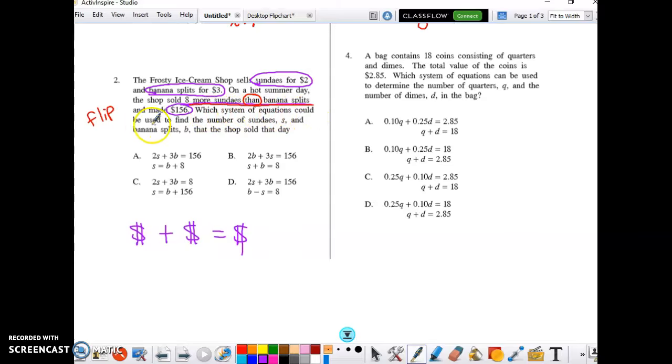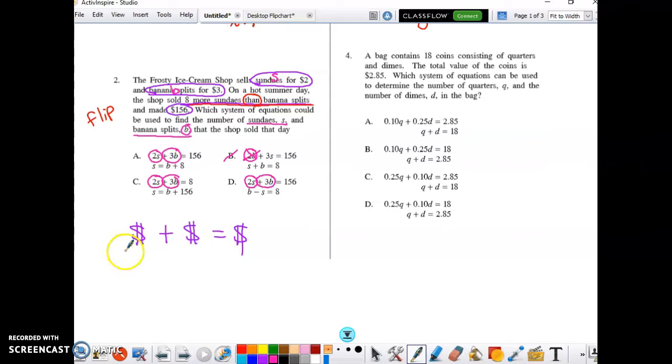So that's important information. Sundaes is the S, so S goes with the number 2. So let's look. S goes with the number 2. So that means this one is out. Okay? Keep reading. And banana splits, that's your B. So banana splits are $3, so the B goes with the 3. So B goes with 3, that's correct.